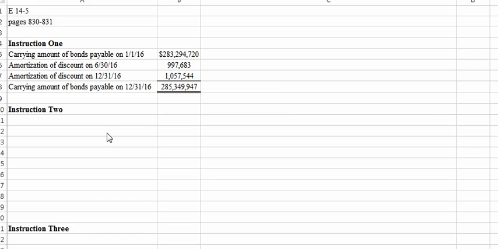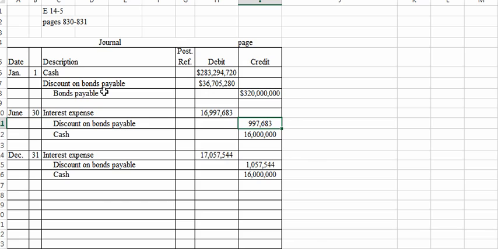Okay, now instruction 2, they want to know what would be the amount related to the bonds that Myriad would report in its income statement for the year ended December 31, 2016. Well, let's go back and look at the journal entries. What's going to show up on the income statement? Well, cash, discount on bonds payable, and bonds payable all go on the balance sheet. So all we're left with is interest expense, the only one that will affect the income statement. It'll get deducted on the income statement from revenues. So interest expense recorded on June 30th, 2016. We'll start with that.